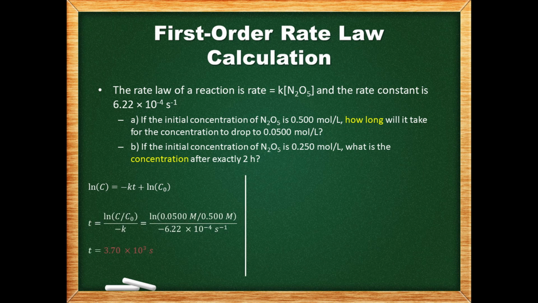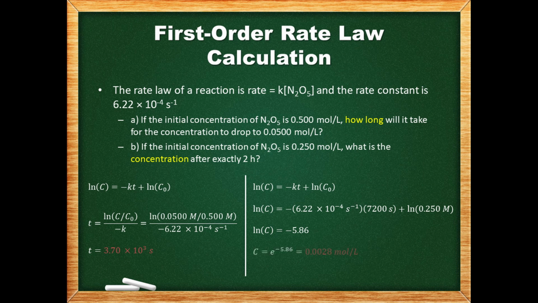Next, we are given an initial concentration of 0.25 moles per liter and need to find the concentration after 2 hours. Once again, we use our integrated rate equation to solve. To get rid of the natural log, we take e to the power of both sides. The concentration will be equal to e to the power of negative 5.68, which ends up being 0.0028 moles per liter.